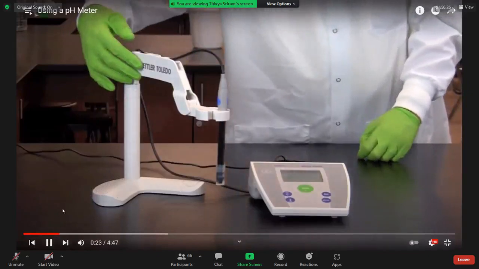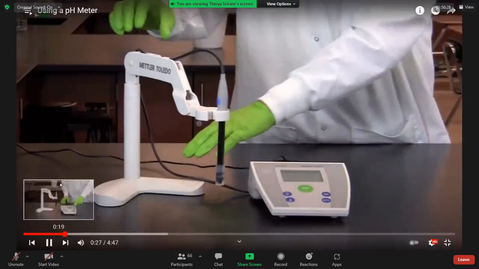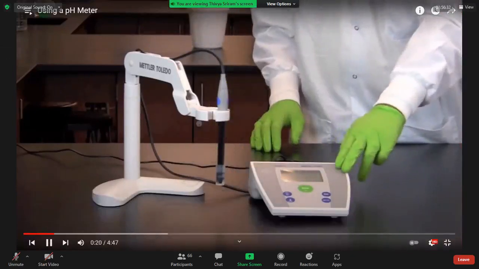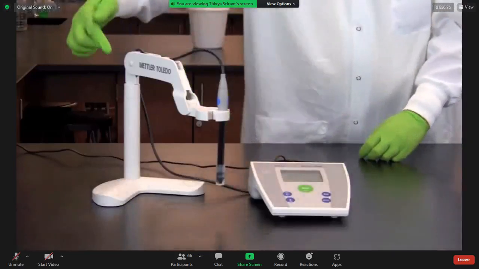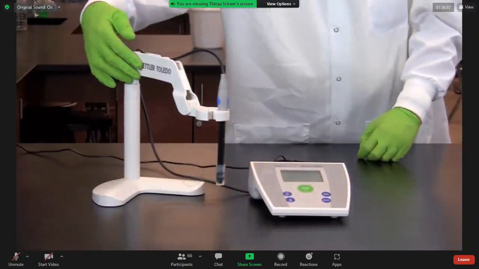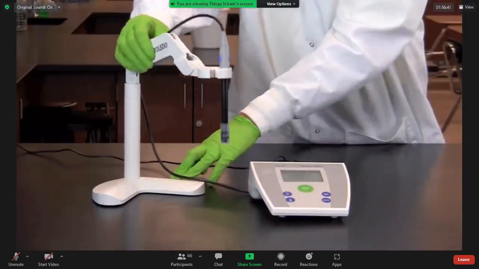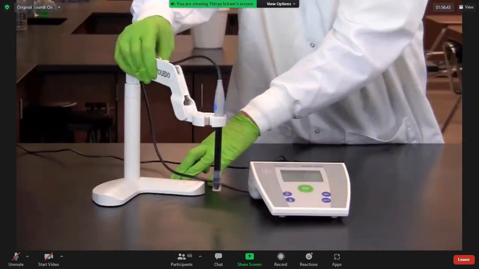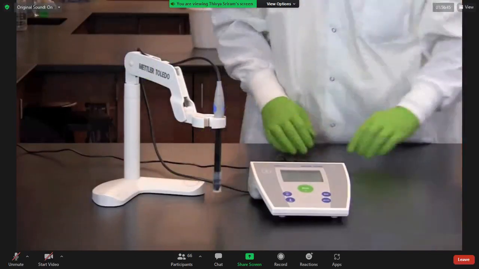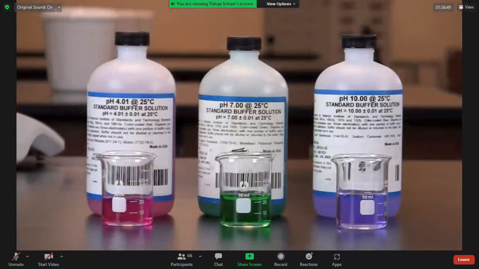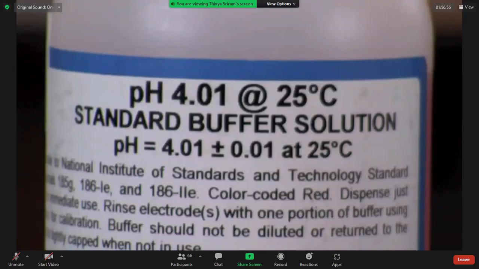The pH meter includes the meter, the arm, and the electrode. The arm allows the electrode to be easily moved up and down into a beaker with a sample to be tested. Prior to use, a pH meter should be calibrated using color-coded buffers of fixed pH.